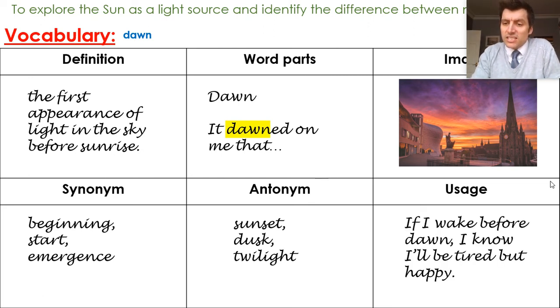And then to use it in a sentence, if I wake up before dawn, I know I'll be tired but happy. Why will I be happy? Well, I'll be happy because I will have seen dawn. And I also like hearing the birds and having a look at the birds in the morning. So I'll be happy for two reasons, but I will be tired. Okay, so I might be a bit grumpy just before dusk. Okay, we'll see if I make it all the way to dusk. So that's how we use our vocabulary tool.